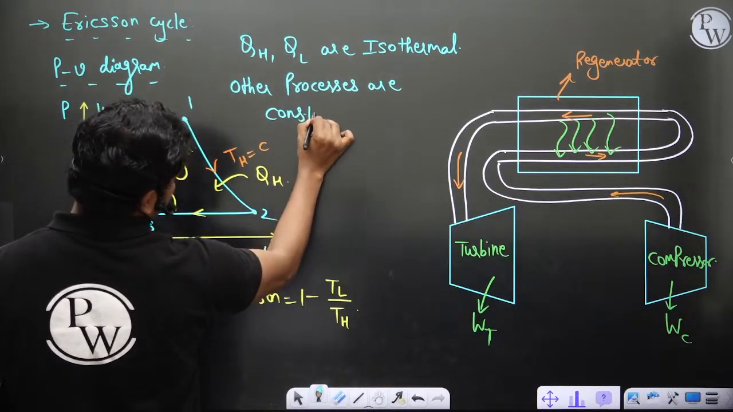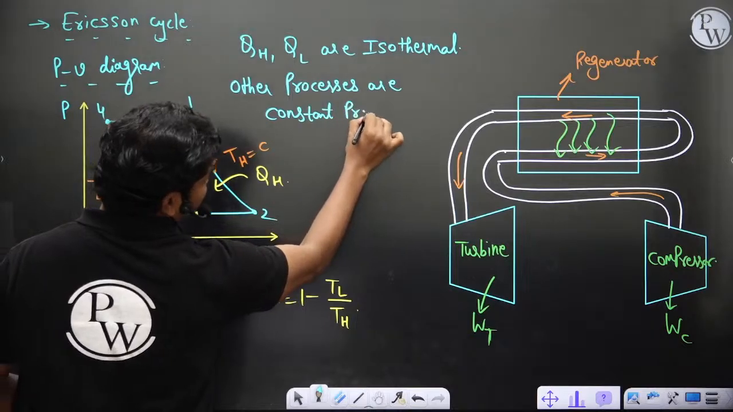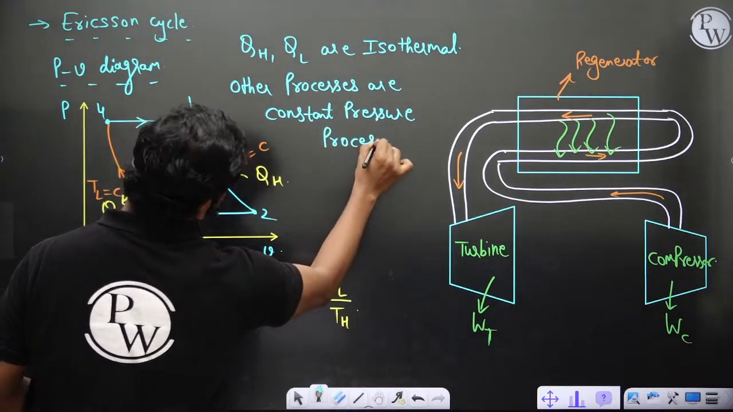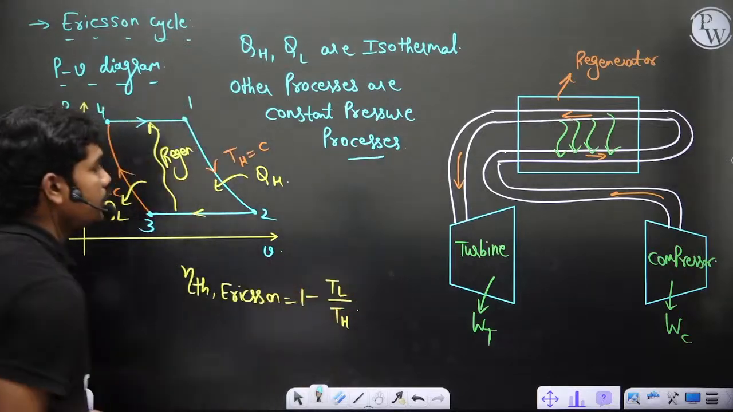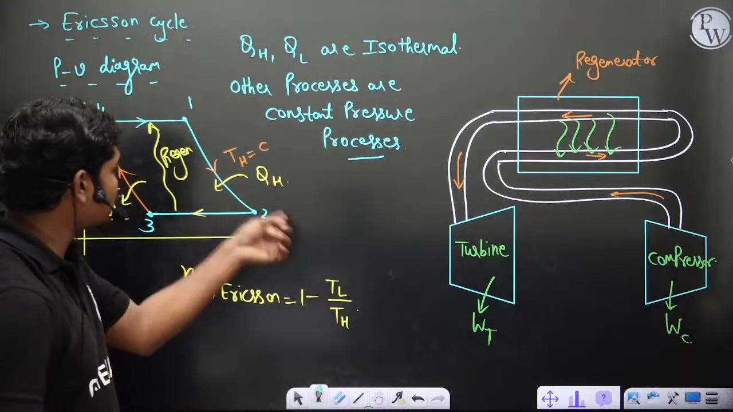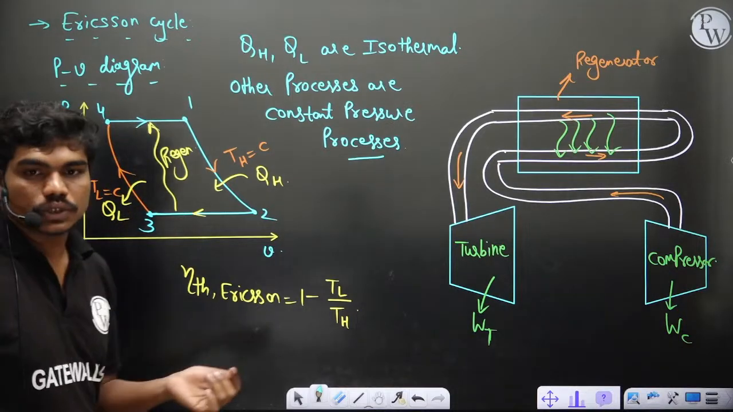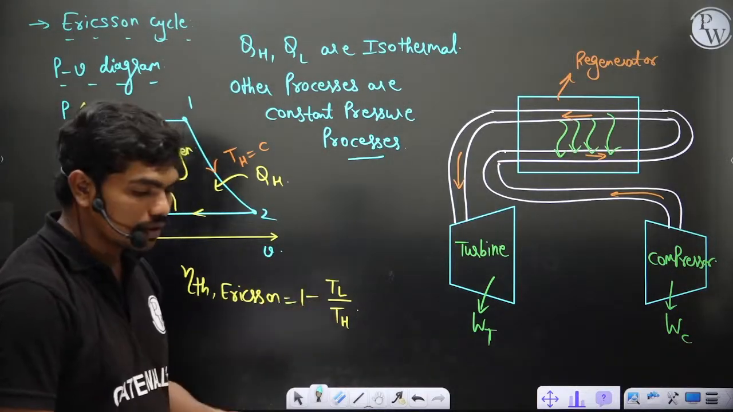Constant pressure processes actually, okay. So you have this constant pressure process, clear. So we can do thermodynamic analysis for all these cycles depending on isothermal, then constant pressure, all these points. So if you do, you will end up with Ericsson being 1 minus TL by TH.